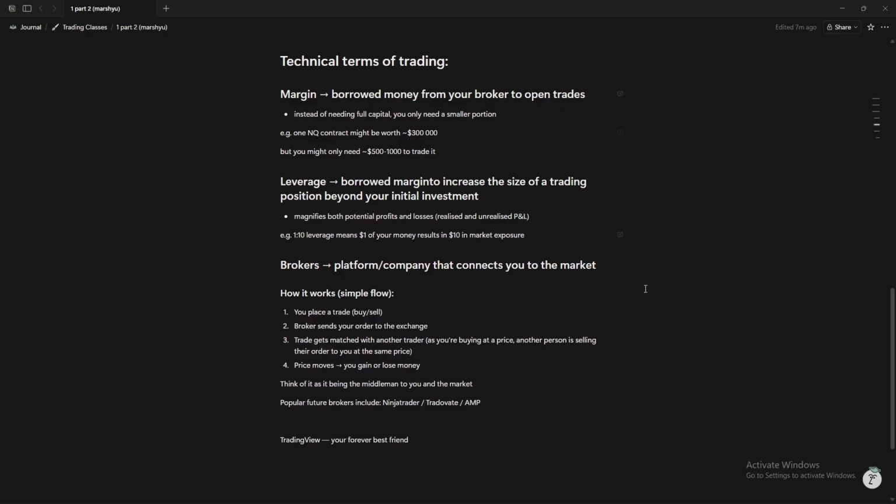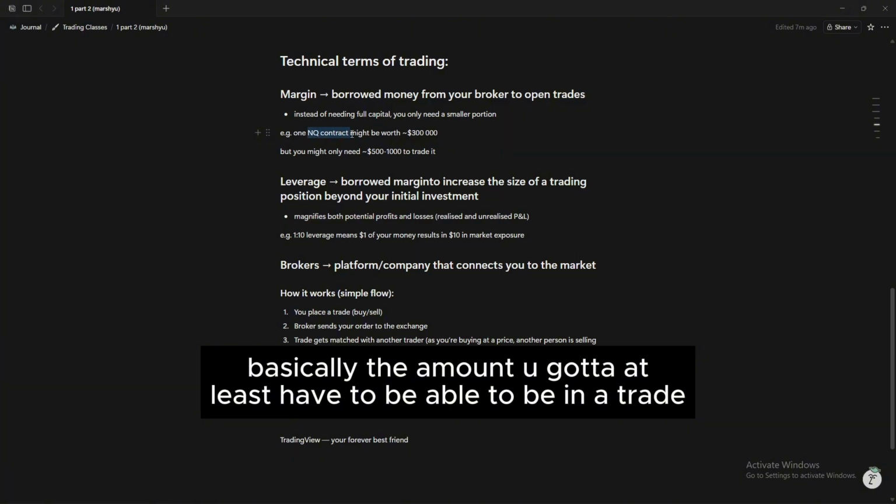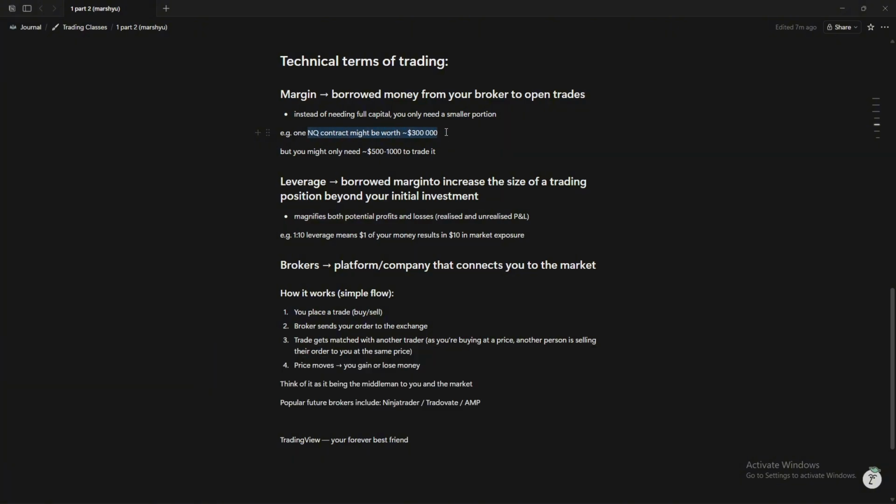First of all, I'm gonna cover margin. These all apply to live accounts essentially. Margin, super simple. You borrow money from your broker to open trades. So like here, if one NQ contract is worth $300,000, literally nobody who's our age can really afford that. So using margin, you basically just need way less to open the trade.